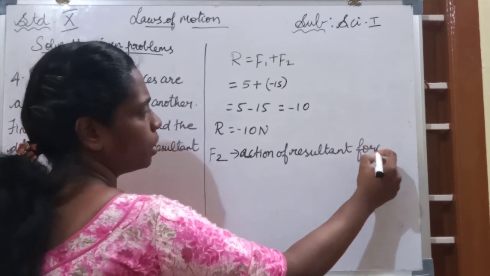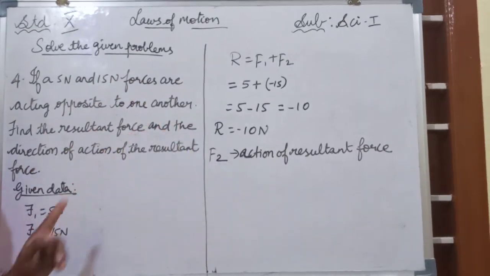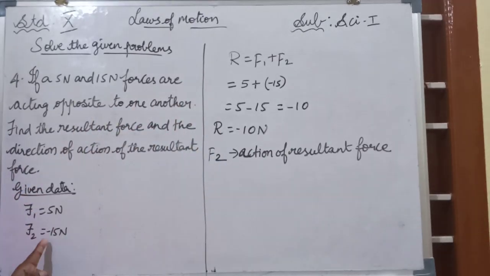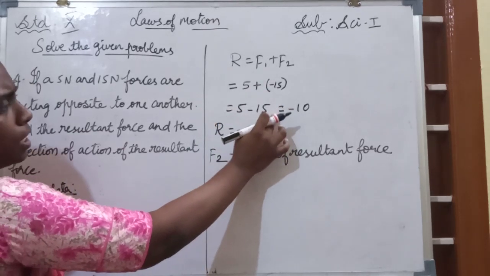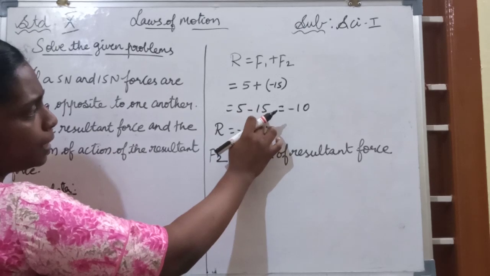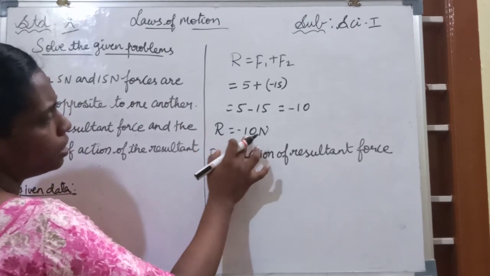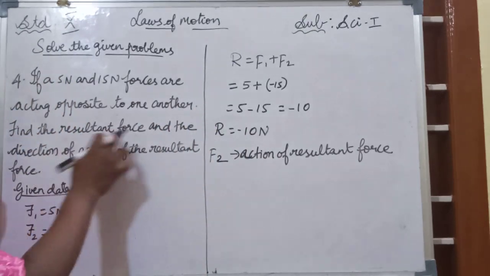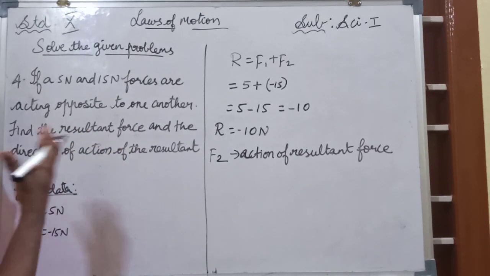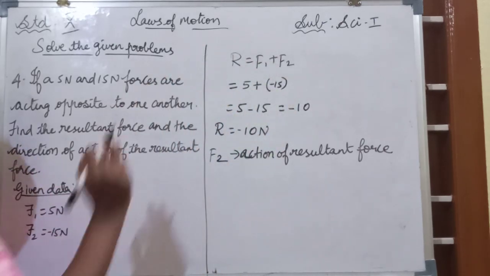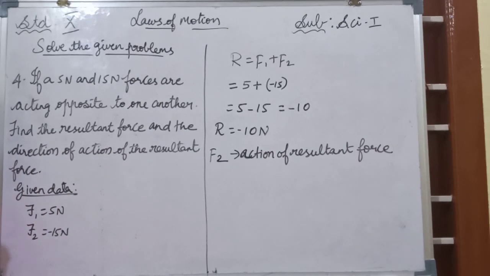Okay, children, so the resultant force formula is R is equal to F1 plus F2. F1 is 5 plus F2 is minus 15. So 5 minus 15 is equal to, when you subtract, you must put 10 and the greater number's sign, minus 10. So the resultant force is equal to minus 10 N. So we found the resultant force and the direction of action of the resultant force. In which direction is the force more? Obviously the second one. So on the F2 side only the action of the resultant force will be. Thank you, children.